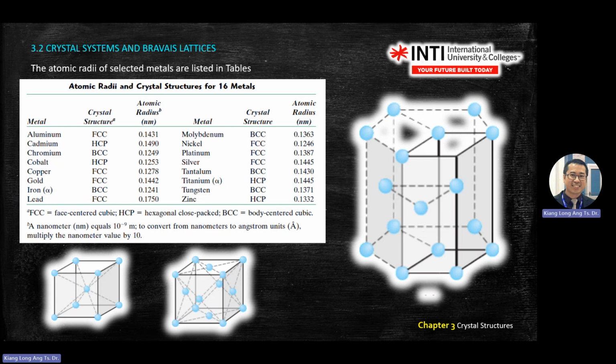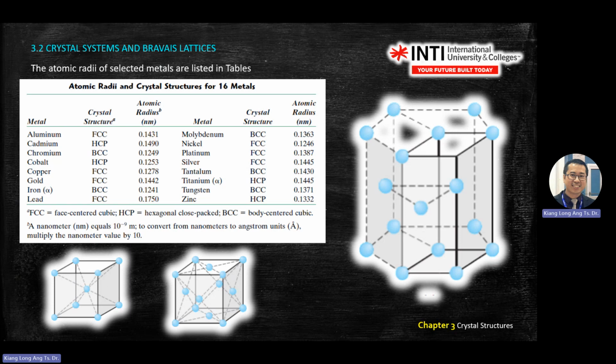Chromium, what is the value of your radius? Okay, or never mind. 4 over square root of 3, what does the calculator tell you? What is the value? 2.309. So for chromium, the radius will be 0.1249. You substitute 2.309, you multiply by 0.1249. This one is in nanometers. So you get one number.